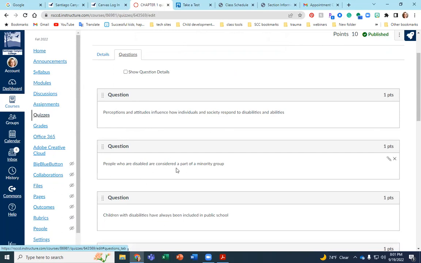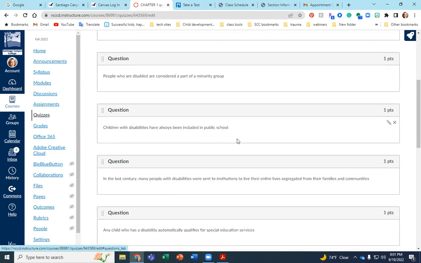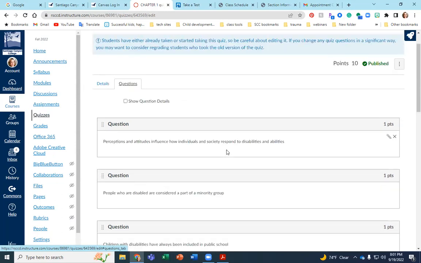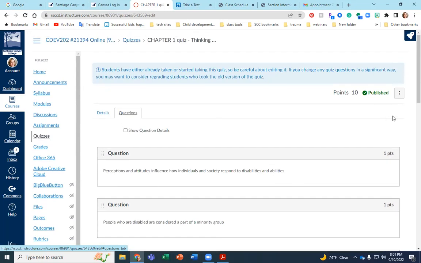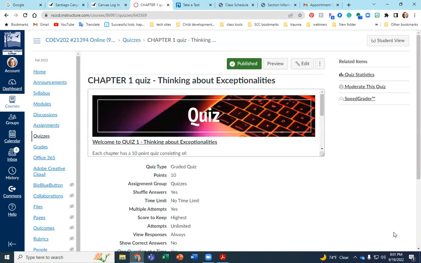People who are disabled are considered a part of a minority group. Children with disabilities have always been included in public school. You guys get it? This is the quiz. It's easy. You guys got this. I do know some students will start with the quiz and work backwards. That's cool. Some people go, okay, if I do the quiz, then I'm not gonna do the rest of the stuff. Your choice.